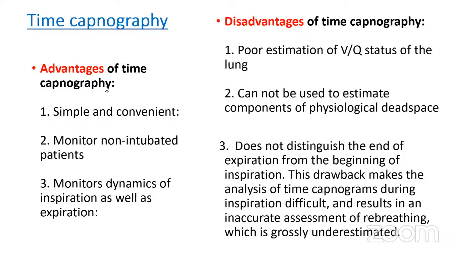A time capnogram has advantages as it is simple and convenient. It can even be monitored for non-intubated patients, and it also monitors the dynamics of inspiration and expiration. Disadvantages are that it is a poor estimation of the ventilation perfusion status as compared to volume capnography, it cannot be used to measure the components, which is an advantage of the volume capnogram, and it also does not distinguish the end of the expiration from the beginning of the inspiration.